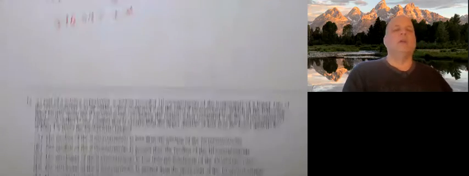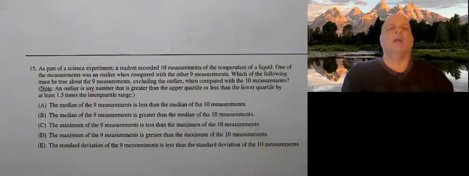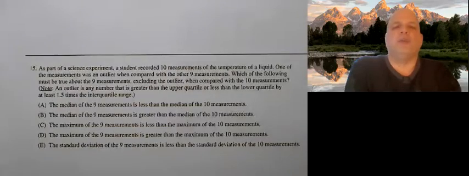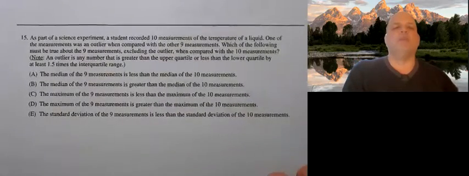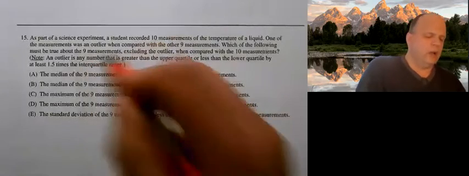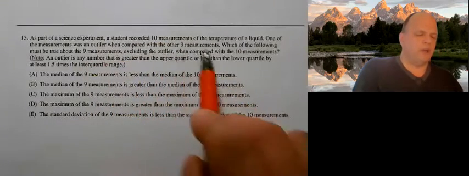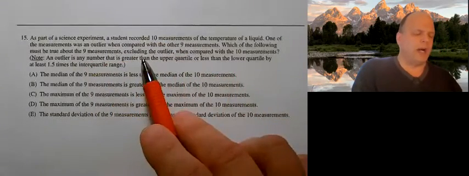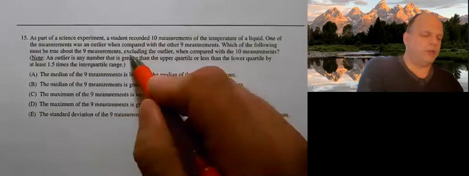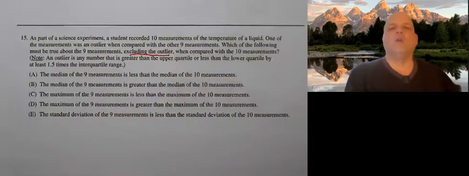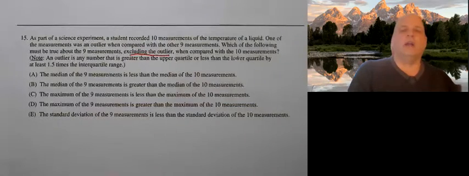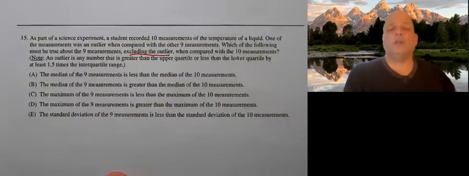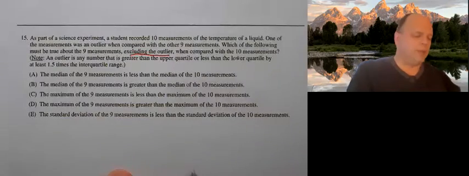All right, moving on to 15. As part of a science experiment, a student recorded 10 measurements of the temperature of a liquid. One of the measurements was an outlier when compared with the other 9 measurements. Which of the following must be true about the 9 measurements excluding the outlier when compared with the 10 measurements? Now, one thing they said is an outlier, but we don't know if the outlier is on the high side or low side. We just know that there's an outlier, okay?